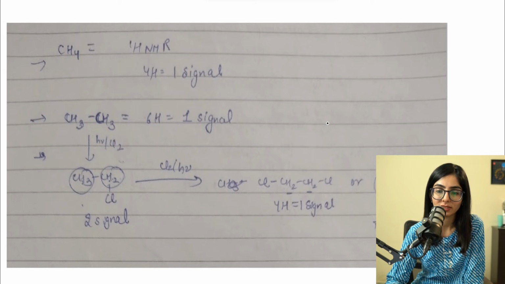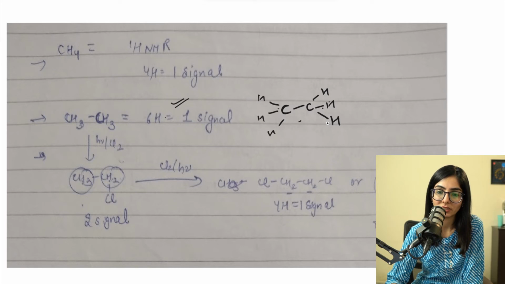Let's just take this example now, which is ethane. I'll just draw it first, and then we'll see how many signals it will be giving. You can see that everywhere it is surrounded by hydrogens. So this carbon is having 3 hydrogens, and this carbon is also having 3 hydrogens. So there is no difference between them.